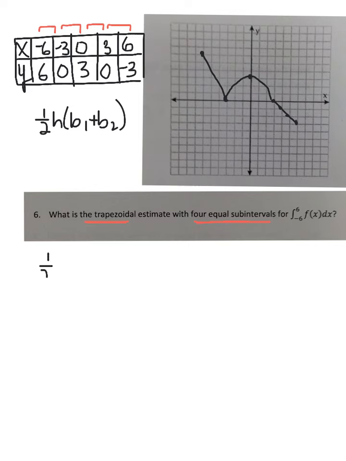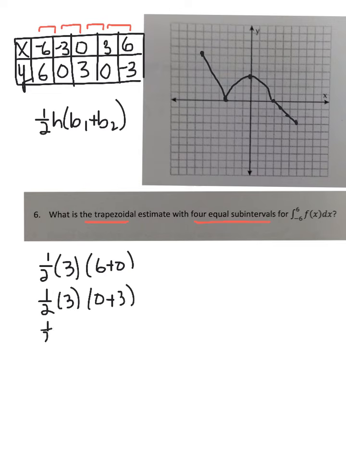So I have 1/2. The height, again, is 3. And then I am going to have, for the first one, 6 plus 0 would be your bases. The second one, also 1/2 3. And we're going to have 0 plus 3 this time. The third one, again, 1/2 3. And this time we'll have 3 plus 0. And then the last one, 1/2 3. And we are going to have 0 plus negative 3. Negative 3. There we go.